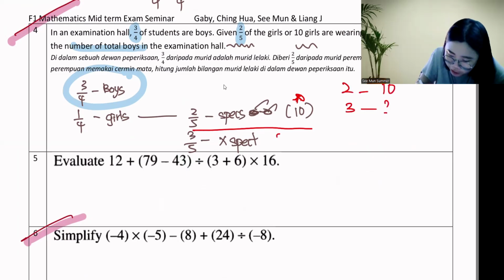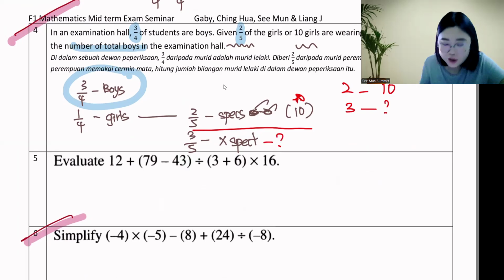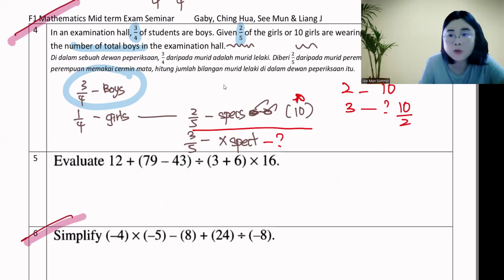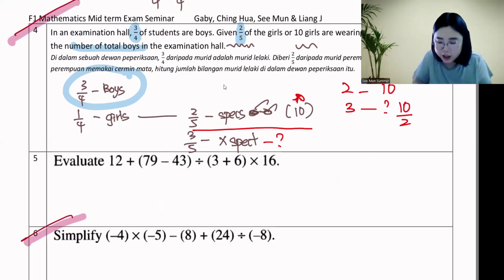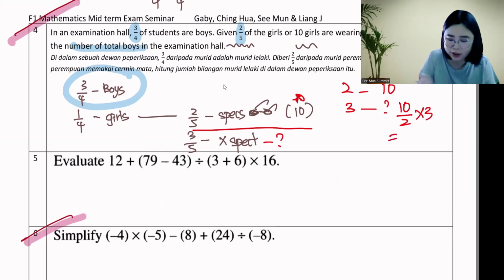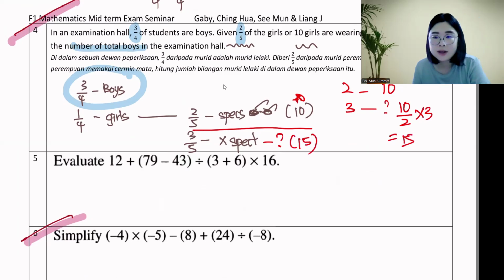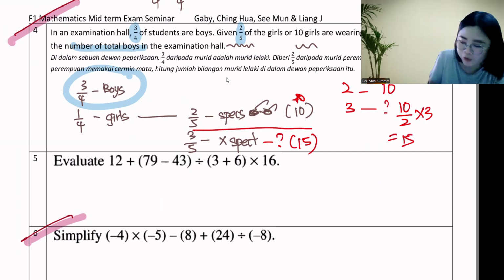Do I need to know how much this is, right? Correct. How much is this? So I know 2 parts out of 5 parts are 10. So how much is 3 parts? The easiest way is 10 divided by 2, so I know 1 part is how much, and then times by 3. Then you know already, so 15. So I know this is 15. Okay? Steady, I think you all got it already.